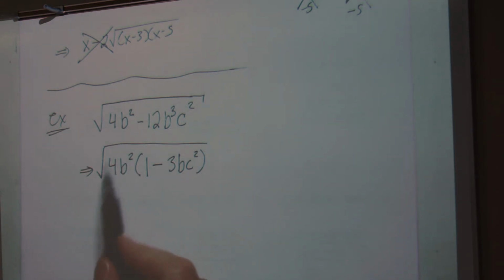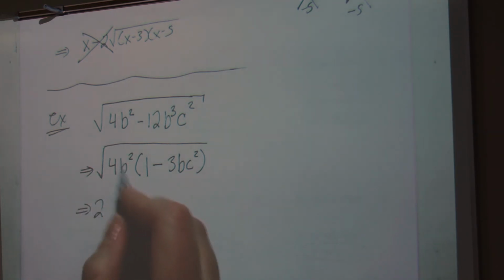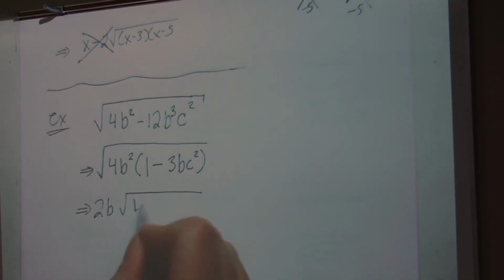Take a look at what you factored out. Awesome. You took out everything that you possibly could, and this is now garbage. This stays on the inside. What's the square root of 4? 2. What's the square root of b squared? B. What is left? Your leftovers, okay?